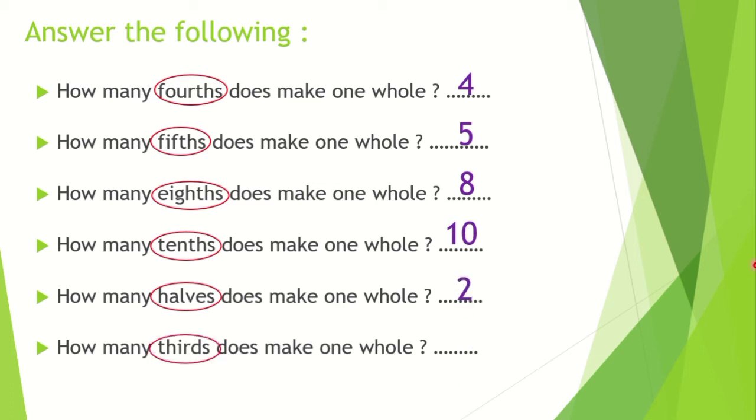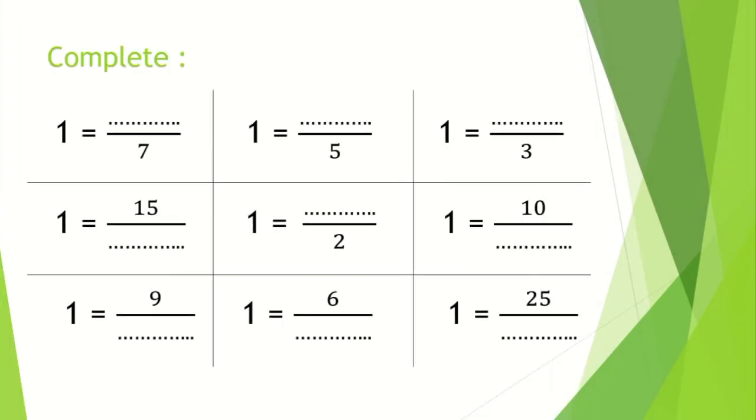And how many thirds make one whole? Perfect. It will be 3. Perfect, grade 3. Wonderful. Okay, complete. I need here to make one whole. So what over 7 makes me 1? I have here 7 in the denominator. So in the numerator we have to put the same number to make one whole. So in the numerator, put again 7. So 7 over 7, this fraction makes 1 whole. So 1 equals 7 over 7.